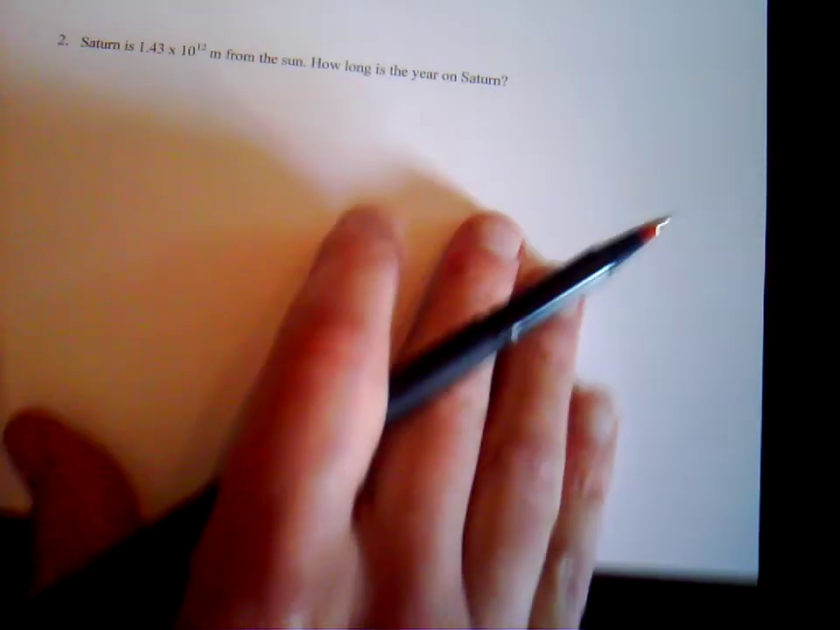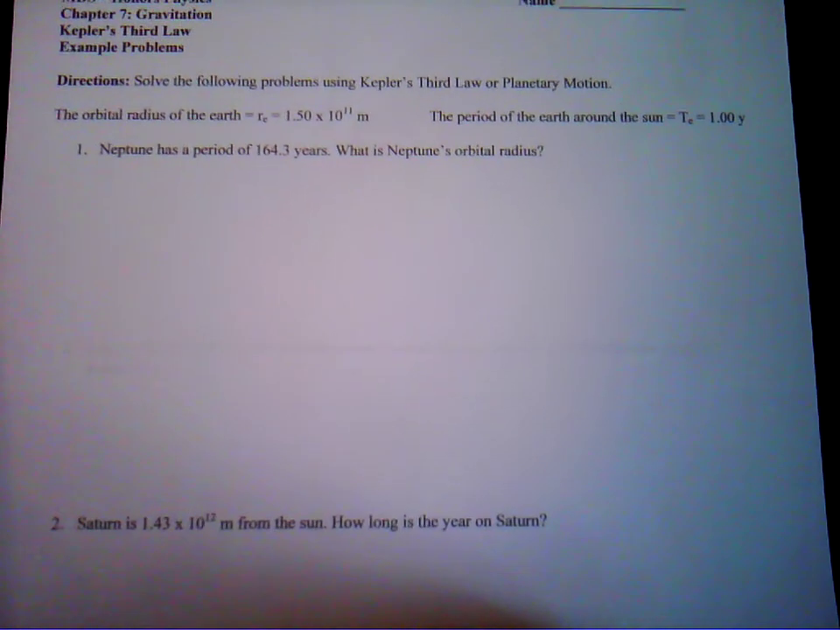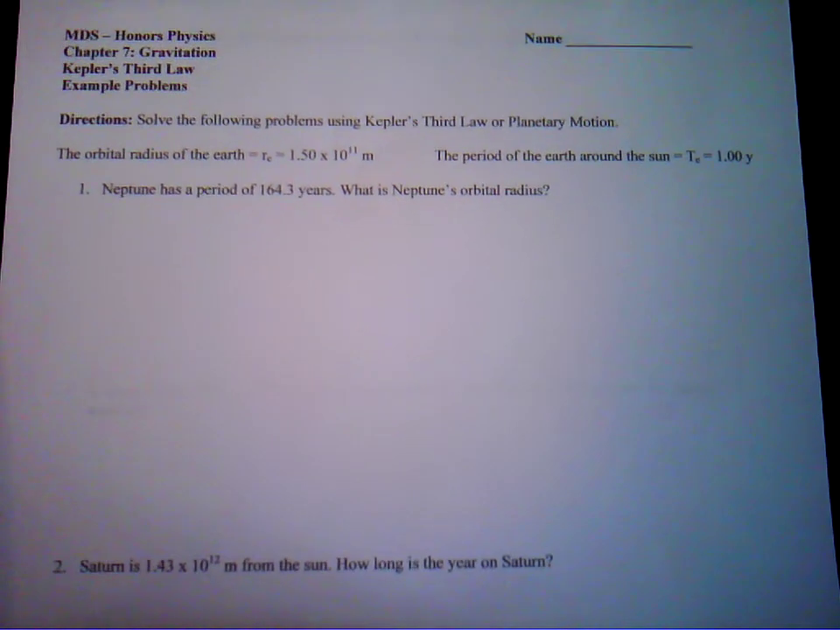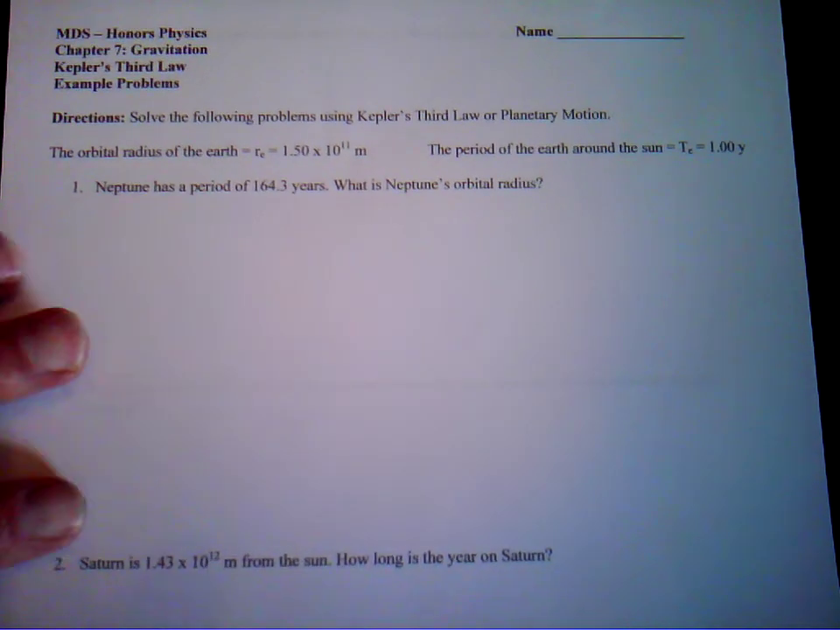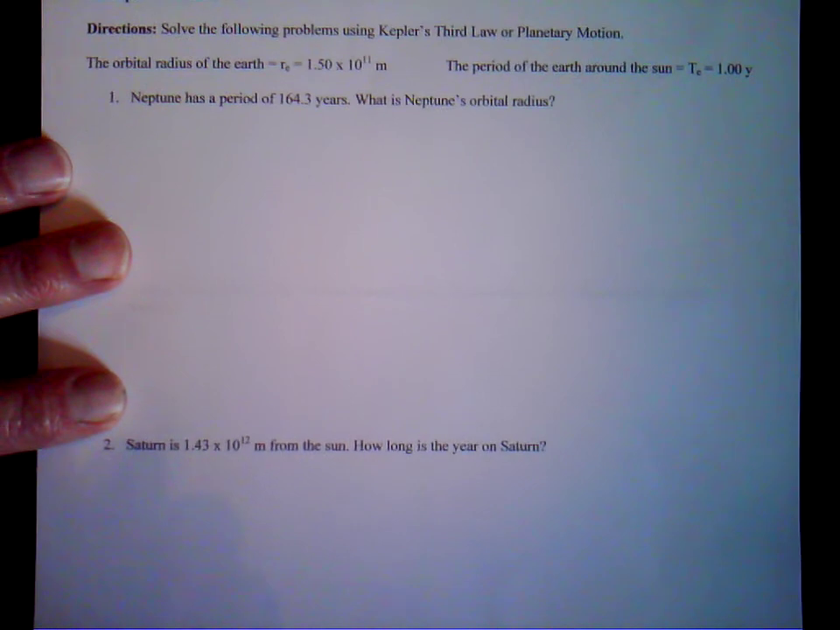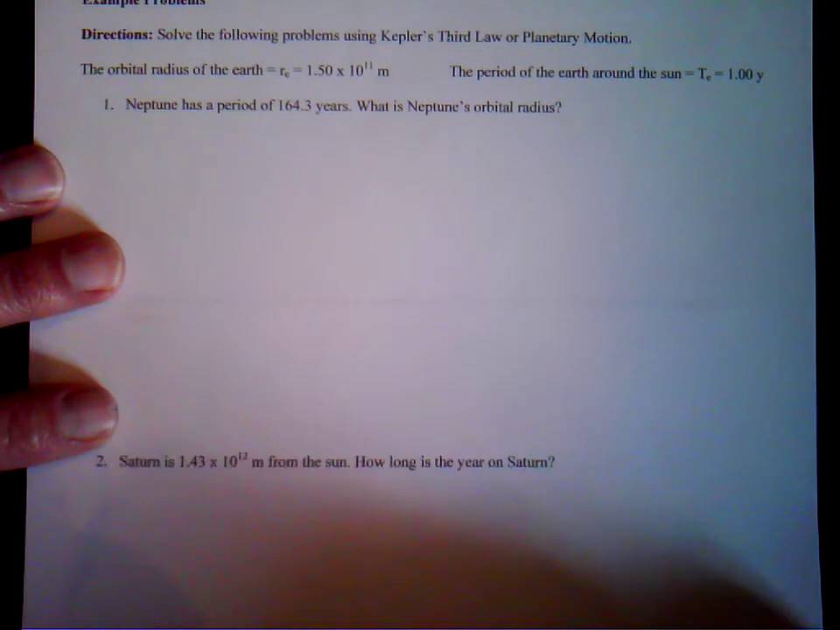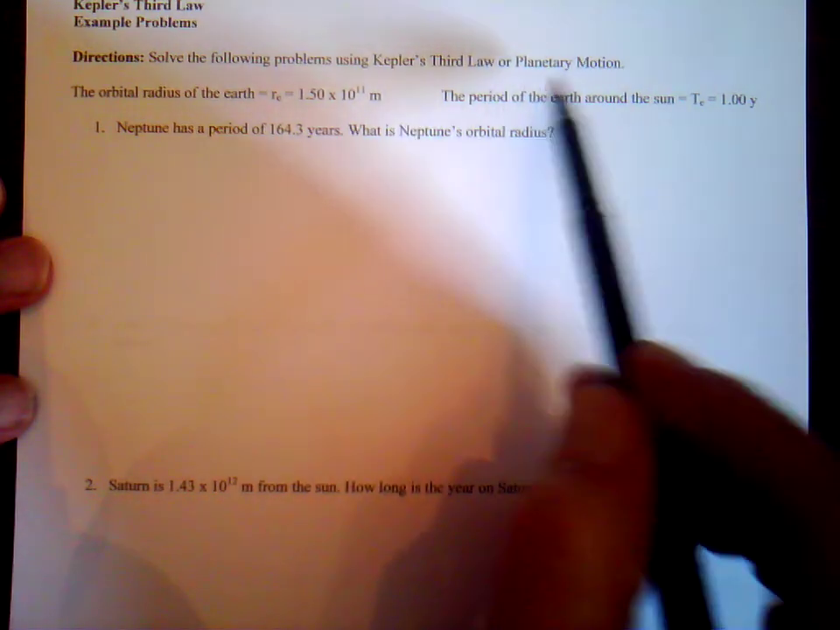You have an example problem sheet that you should download to Notability or print out. These are example problems. You will not be turning this in, but you will have a quiz posted on PowerSchool that you will have to do involving Kepler's three laws, and specifically using Kepler's third law equation. So let's see how we can use Kepler's third law to do some problems with planets orbiting the sun in this case. We're going to use Kepler's third law, the planetary motion, to solve these problems.